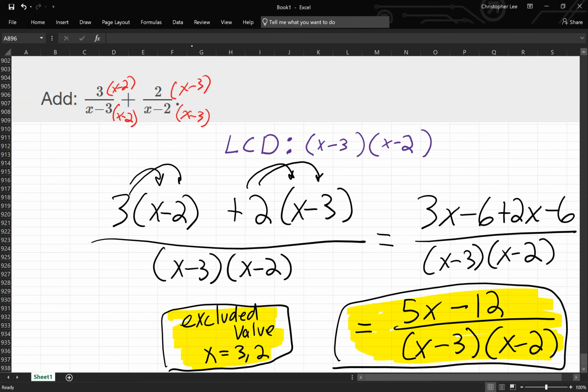So we find the LCD. Sometimes it's easiest to just multiply the two denominators together, right? And then make the two denominators the same. What you do to the bottom, you do to the top, for both. And then just add or subtract, and that's it. Okay, you guys try.